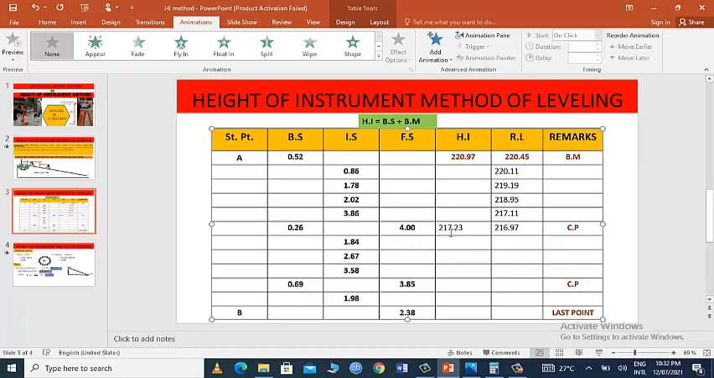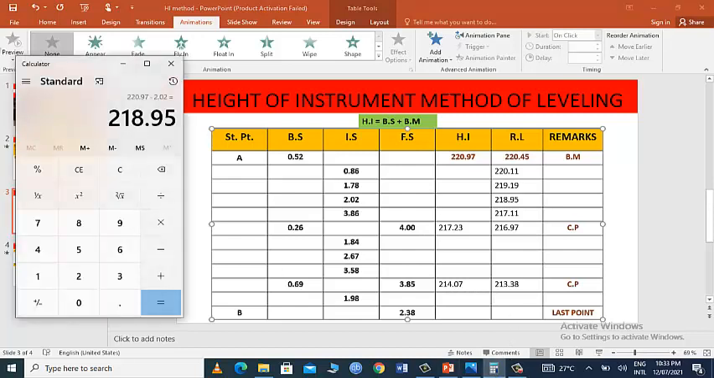Now we will use the same procedure, that to get the reduced level, we will subtract this value from HI, this value from HI, this value from HI, and here we will make again a new HI. If we have the reduced level of this point, that is 213.38, we can make the new HI by adding this reduced level and the backsight. We will get the new HI, that comes out to be 214.07.